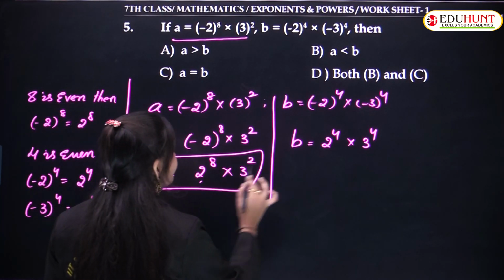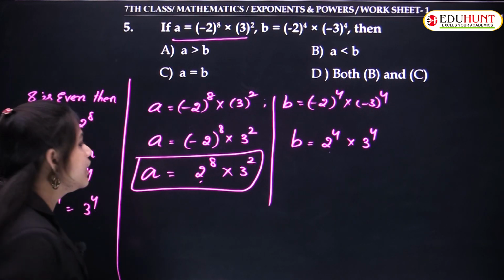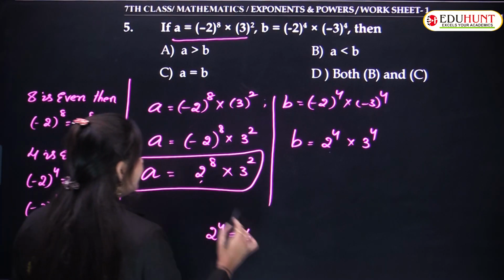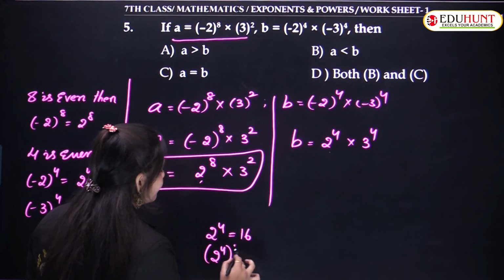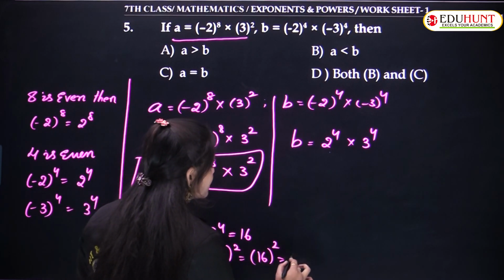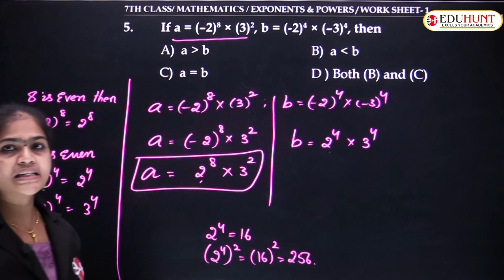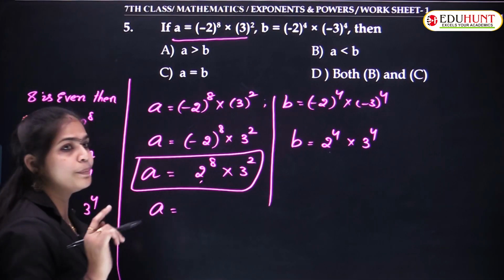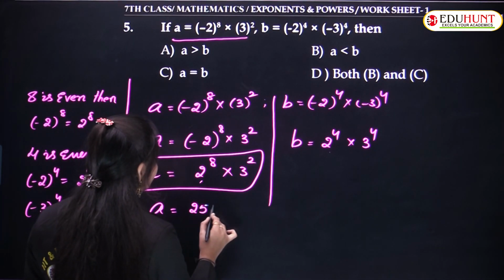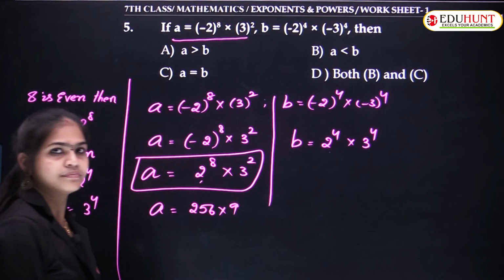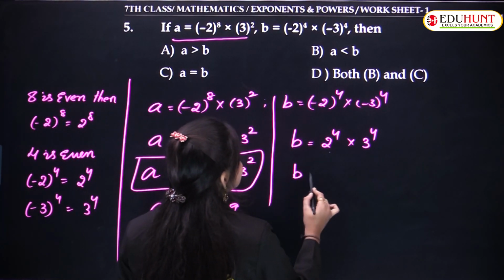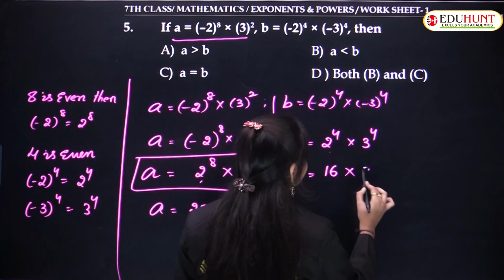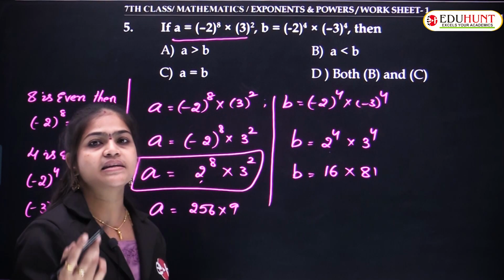Just compare 2 power 8 and 2 power 4. Then what do we get here? 2 power 4 is equal to 16, and 2 power 4 whole square is equal to 16 square, 16 16 is 256. Its value is 256. See here, A is equal to 2 power 8, which is 256, into 3 3 is 9. And B is equal to 2 power 4, 16, into 3 power 4, that is 81. 3 3 is 9, 9 3 is 27, 27 3 is 81.